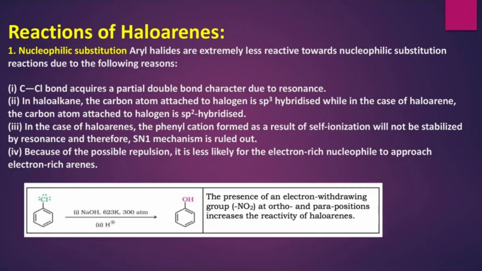Second one, in haloarenes, the halogen is attached to the carbon of the benzene ring and that carbon is sp2 hybridized. So, the bond length will be shorter. The shorter the bond length, the stronger the bond and the more difficult to break. The next one is the instability of phenyl carbocation, and the last one, there will be a repulsion experienced by the nucleophile from the electron-rich benzene ring.